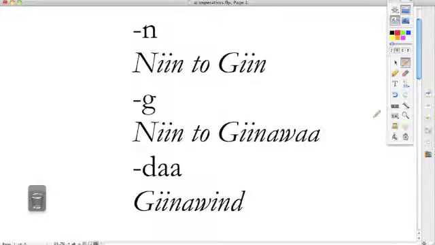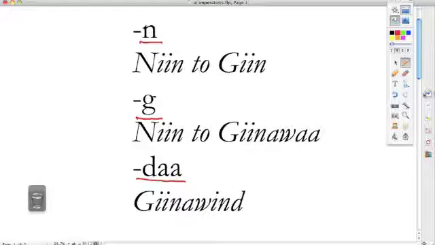This is Kage Gabo, and tonight we're talking about imperatives, commands, with VAI verbs. And simply put, we're going to use three different suffixes. The first one will be an N, and that's nin to gin. I'm telling you to do something. If we put a G at the end of the verb, that's nin to ginwa. I'm telling you all to do something. And if we use the suffix da, that's let's do something.